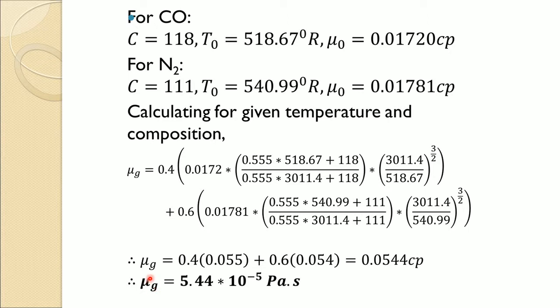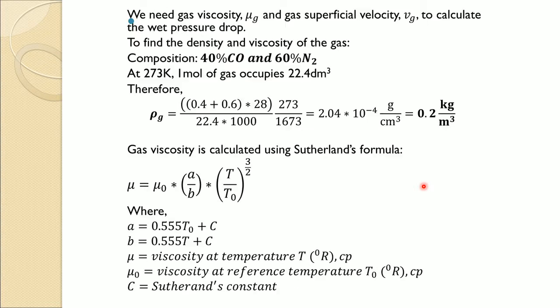Those who do not know about the Sutherland formula can directly take this value, 5.44 into 10 to the power minus 5 Pascal second. But this is quite easy. If you have quite a lot of variation and you do not know, you can easily calculate the viscosity of the gases using this Sutherland formula, which is quite reliable for getting the values at higher temperature.